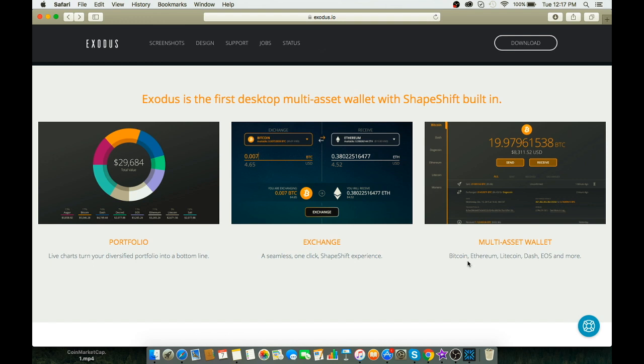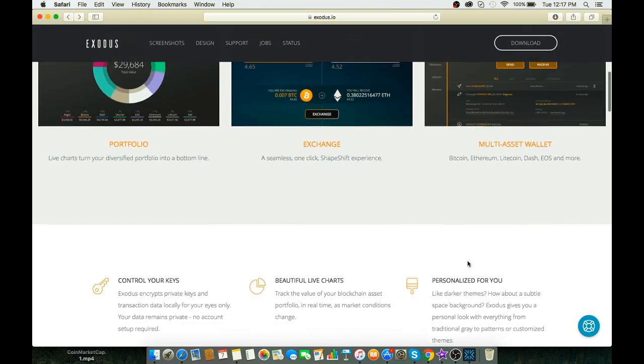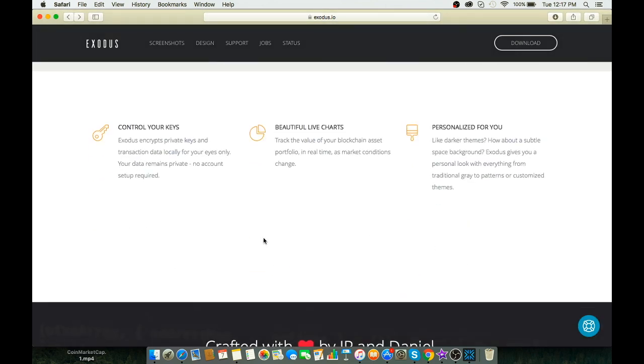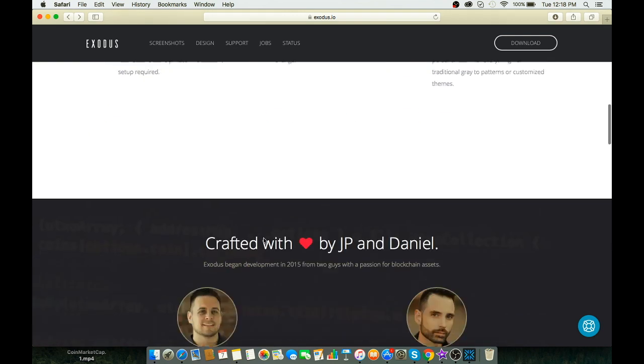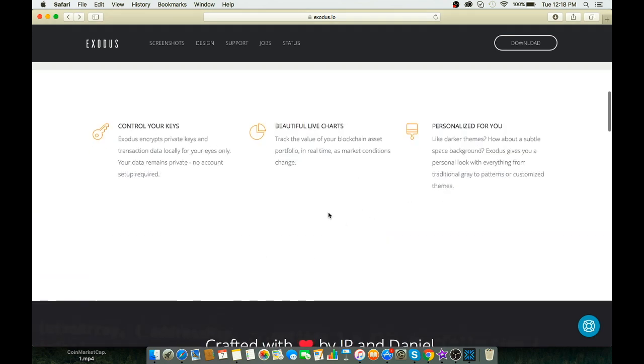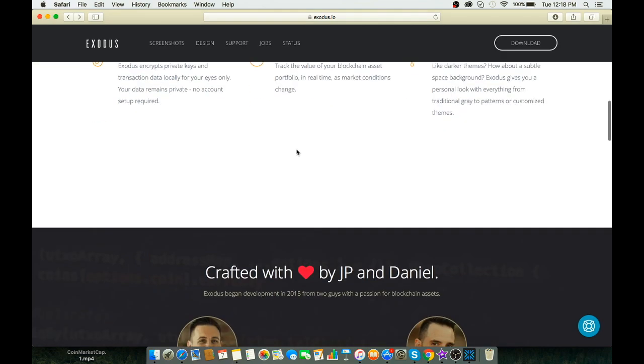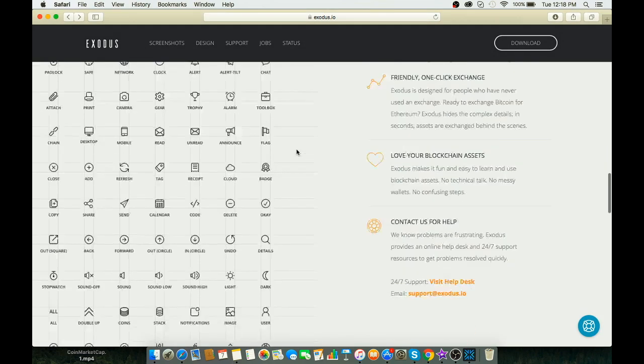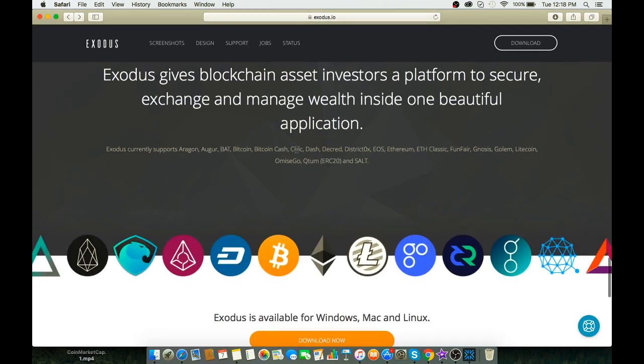And it holds multiple coins at once. Exodus encrypts your private keys, and you're able to have your private keys as well as have access to your public address, and it can be personalized as well. The charts, I haven't used the charts in there, but supposedly they seem to be pretty good. Other people use them.